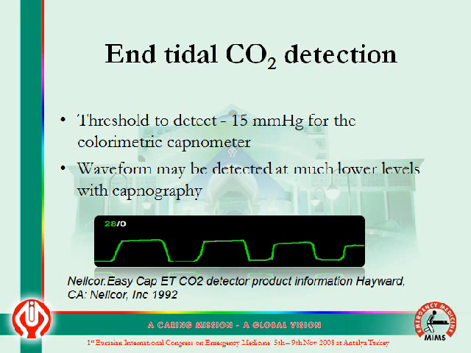How much carbon dioxide is required to detect the tube position in the trachea? A threshold of 15 millimeters of mercury for colorimetric capnometry is generally noticed. But if you are using a waveform kind of capnograph, you can detect the tube position even at a much lower level of carbon dioxide.